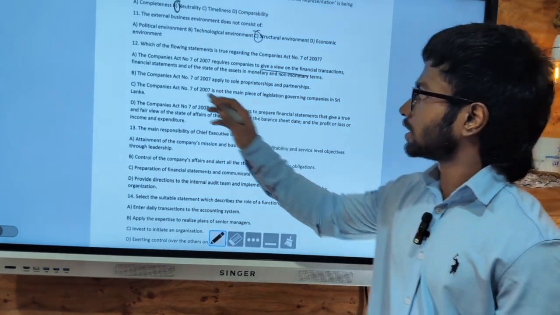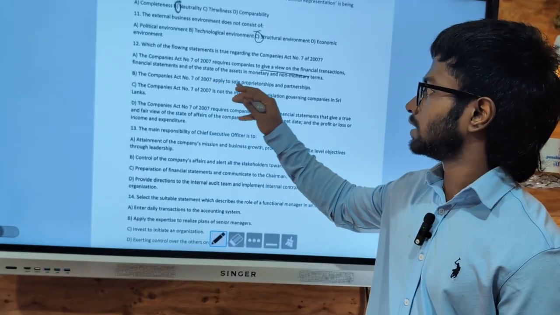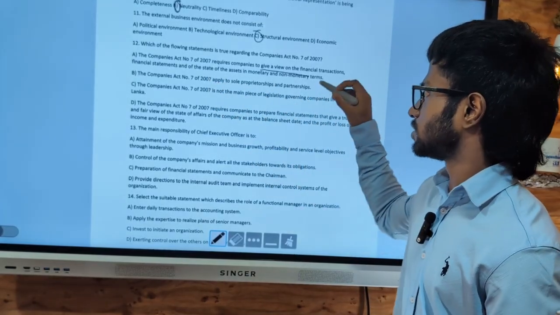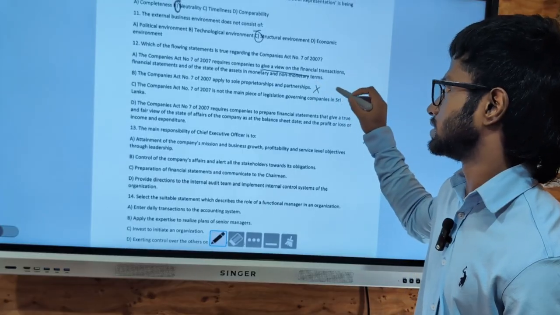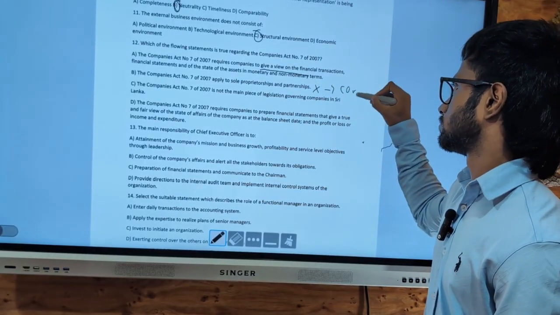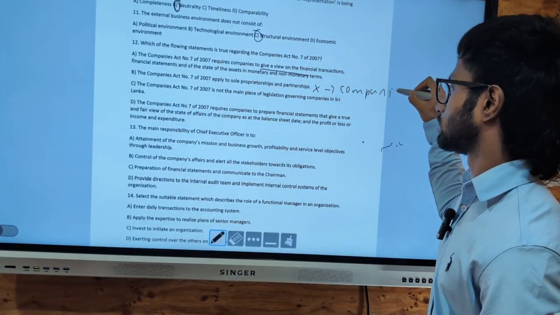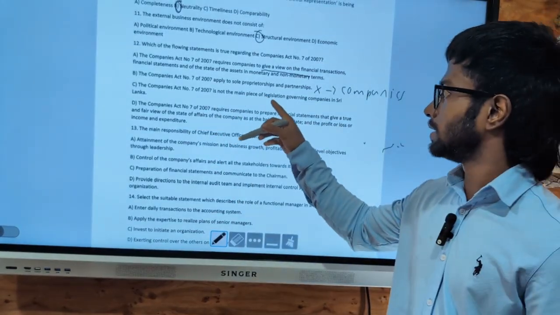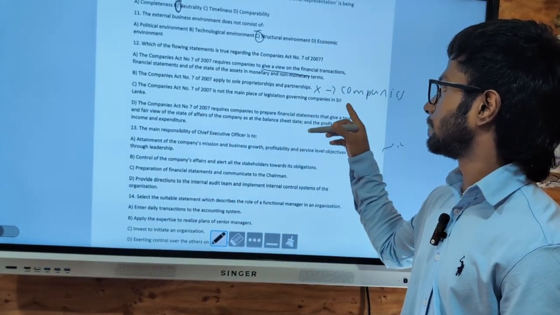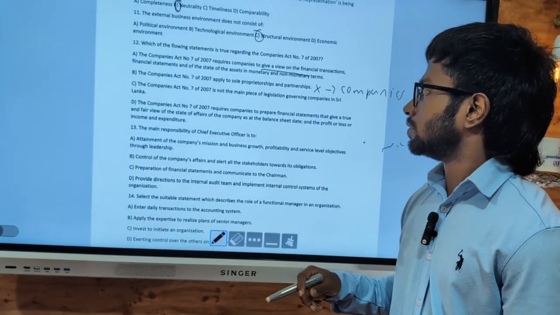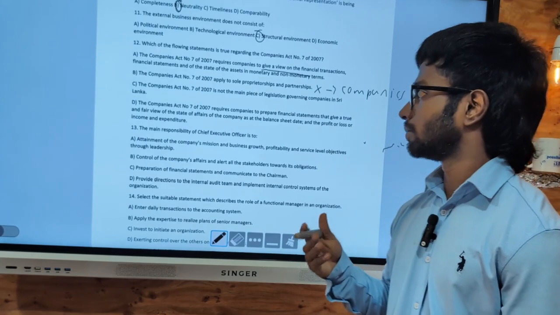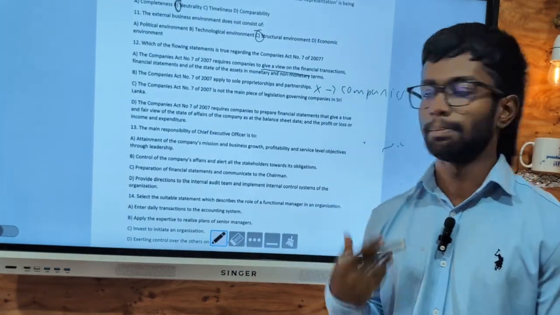We'll keep that for now. The Companies Act number 7 of 2007 applies for sole trade, proprietorship and partnerships. No, that is wrong. It applies for companies basically. The Companies Act number 7 of 2007 is not the main piece of legislation governing companies in Sri Lanka. No, that is the main act that governs the companies basically.